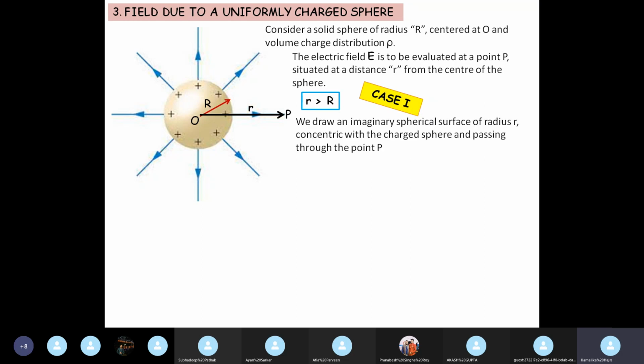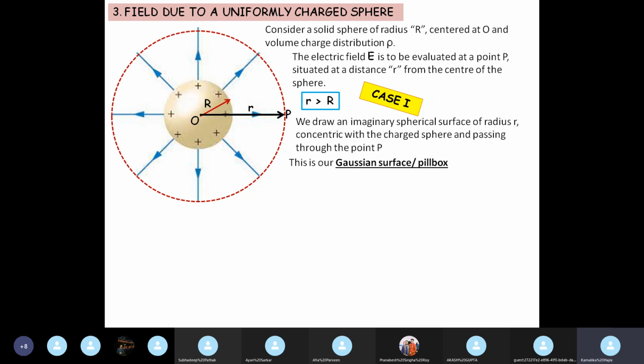So what do we do next? We draw the Gaussian surface. Here the problem is spherically symmetric, so we draw an imaginary spherical surface of radius r, which is concentric with the charged sphere and passing through the point P. This is our Gaussian surface.